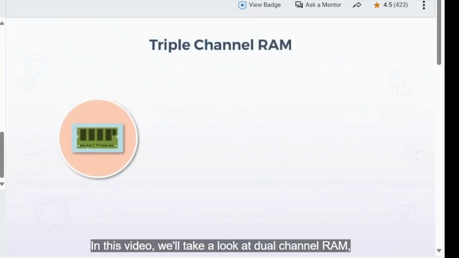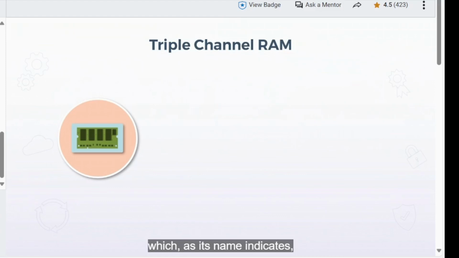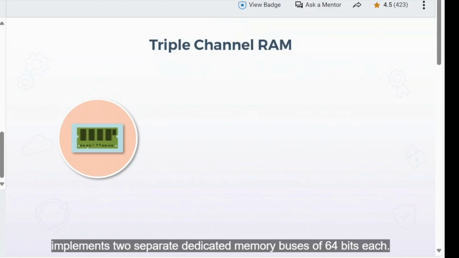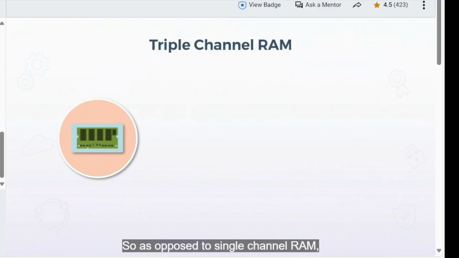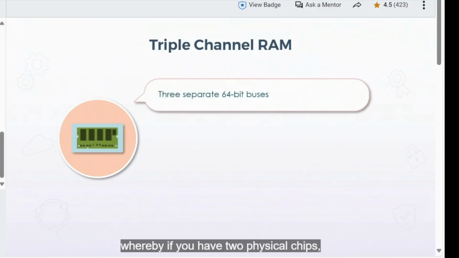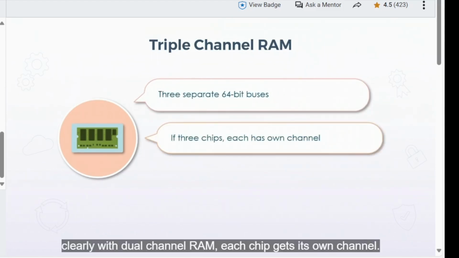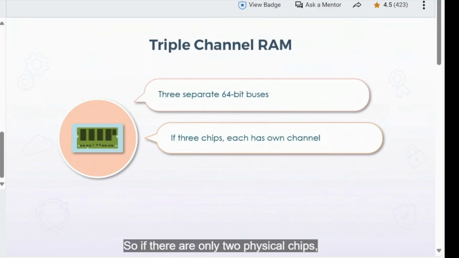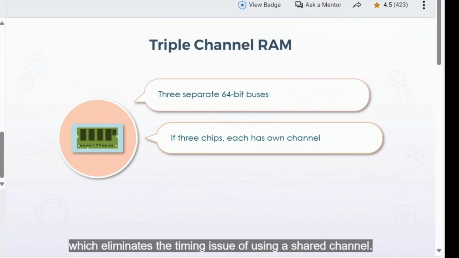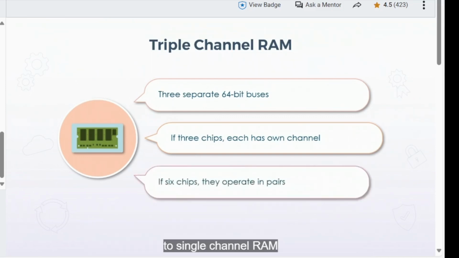In this video, we'll examine triple-channel RAM, which of course is the next iteration with respect to implementing multiple channels for your system memory. Now, as its name indicates, triple-channel RAM implements three separate dedicated buses of 64 bits each. So now, if you have three physical chips, then each one can still have its own channel. Now again, depending on the motherboard, there may still be slots for two physical DIMMs on each channel, which is fine because with that configuration, you can support as many as 6 physical chips.